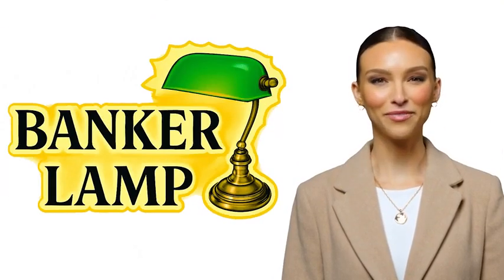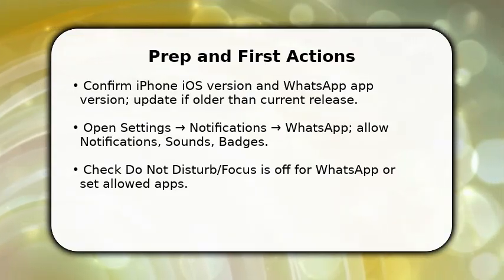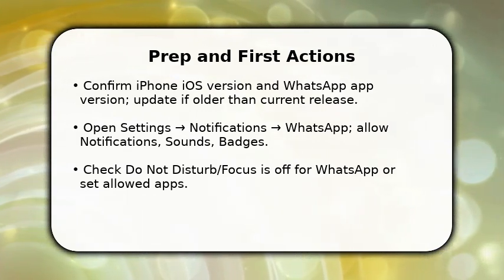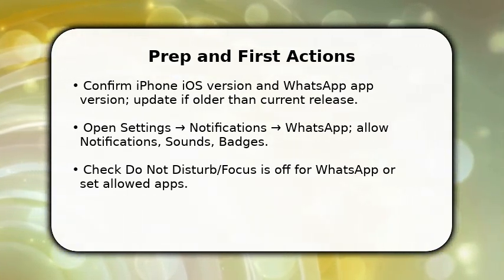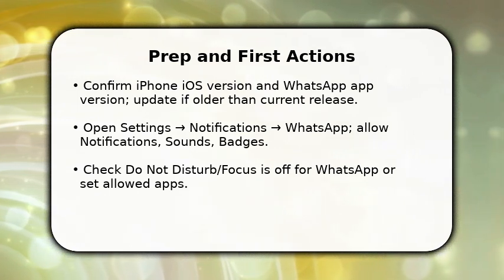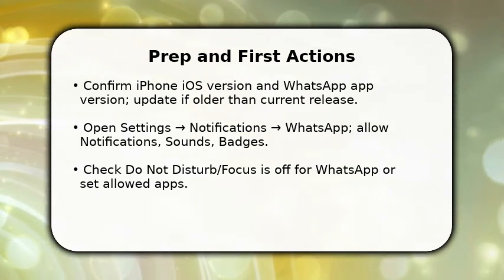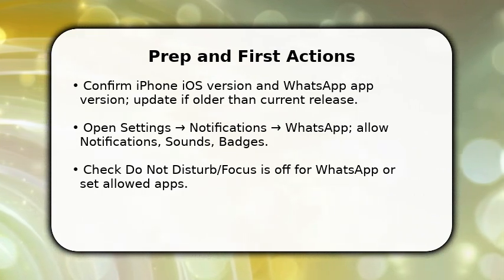Please enjoy the video. You'll start by confirming prerequisites. Make sure your iPhone and WhatsApp app are updated. Once done, open Settings, then Notifications, and find WhatsApp. Allow notifications and sounds so alerts can reach you.